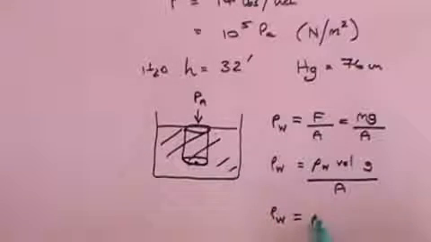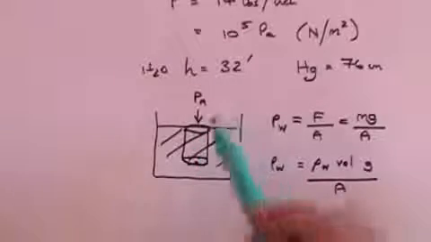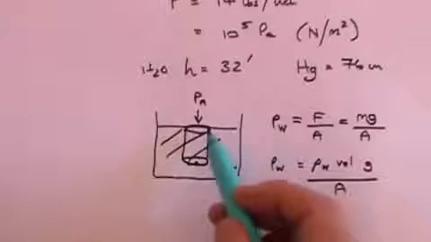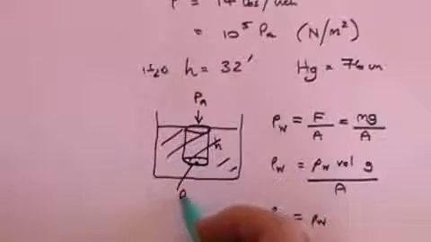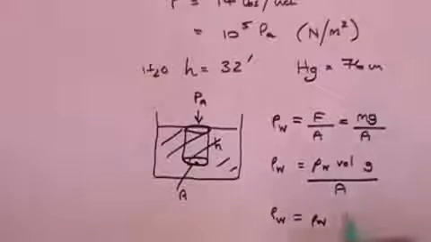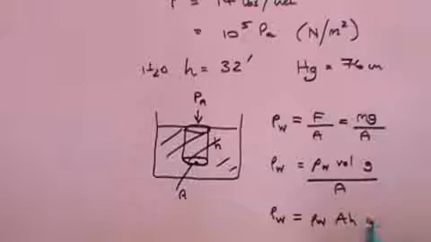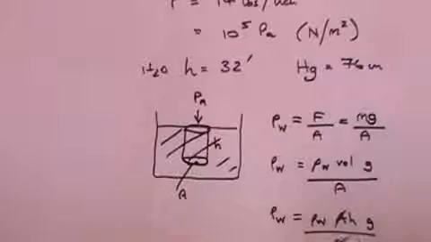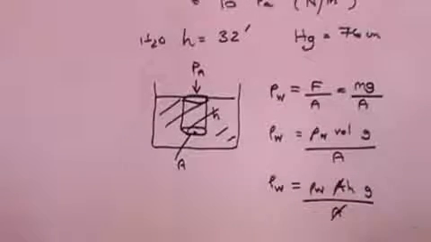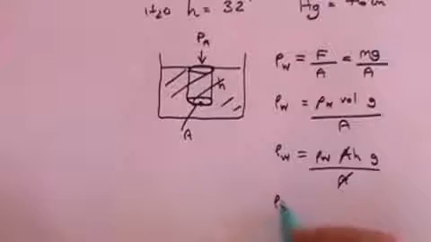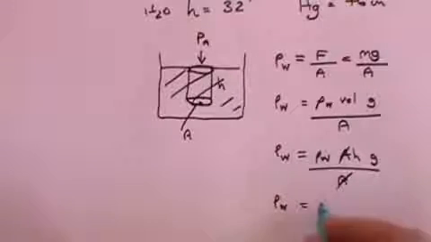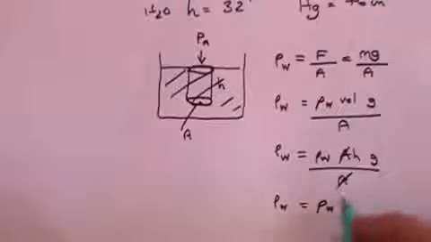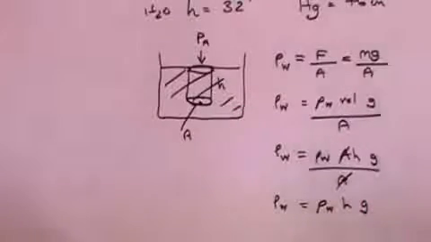And what is the volume? Well, if we say that the depth of water is h and this cross-sectional area is A, then the volume is Ah, times g divided by A, and once again the A's cancel out and you end up with the pressure of the water at a depth h is equal to the density of water, or the fluid, whatever it happens to be, times h, the depth, times g.